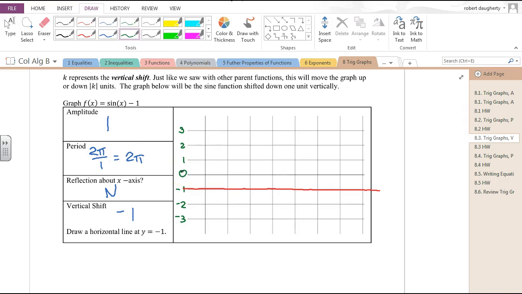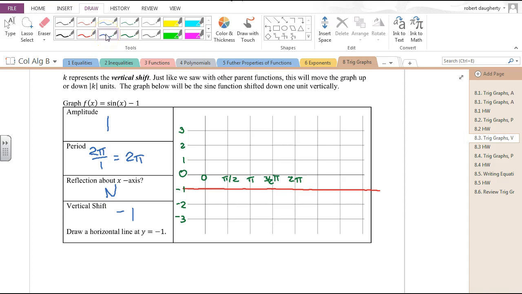So I just need to label these points. What is the period? Yeah. So this is 0. 1, 2, 3, 4. This is 2 pi. That makes this pi, this is pi over 2, and this is 3/2 pi. Those are the points. Okay. But instead of graphing it up here, I'm just going to graph it on the red line. I'm moving it down 1.